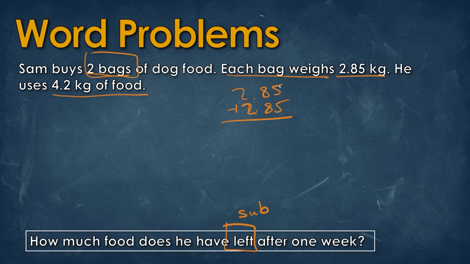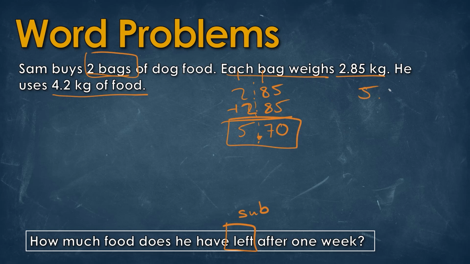Adding these two numbers, we have 5 plus 5 will be 0 and a 1 carried over to the top. We have 1 plus 8, which will be 9. 9 plus 8 will give us 17, so we'll put the 7 here and then the 1 on top. We'll carry down that decimal, and then we have 1 plus 2, which is 3, plus 2 will give us 5. So he's bought a total of 5.70 kilograms of dog food.